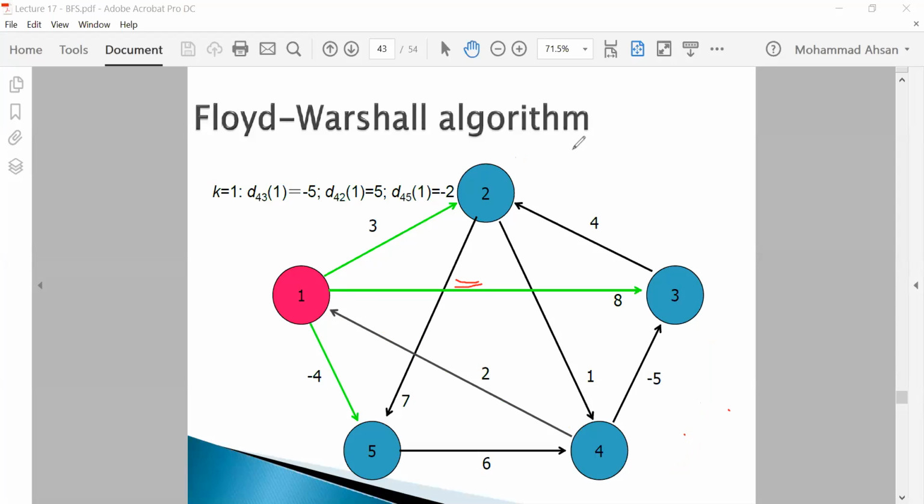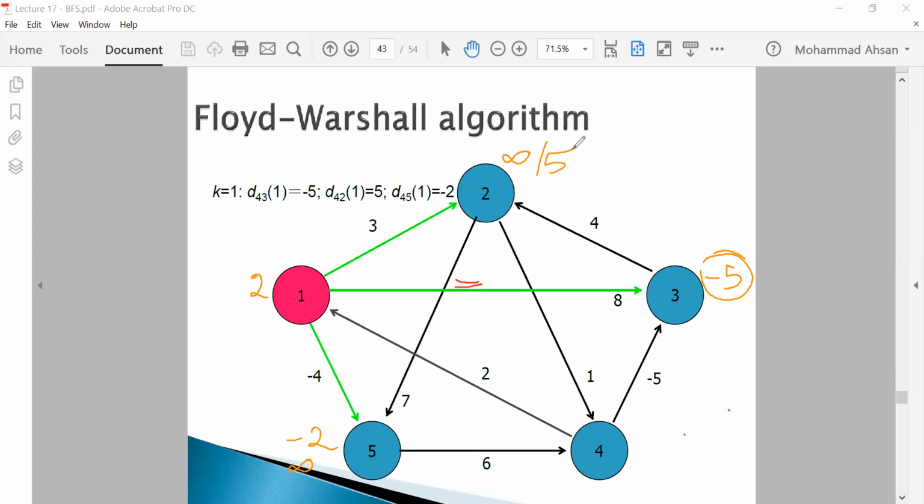I want to find the shortest path from 4 to all other vertices in the graph. For 3 it is -5 in the first round. Distance from 4 to 1, let's say it was 2. 4 to 5 was initially infinity because there is no direct edge. When I introduced intermediate vertex 1, going to 2, 3, 4, and 5, through 1 the distance to 3 did not change. Through 1 going to 5 changed to -2. Through 1 going to 2 changed to 5.